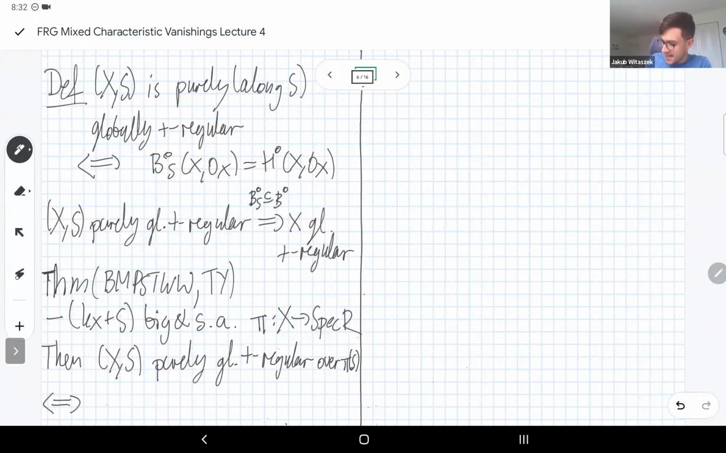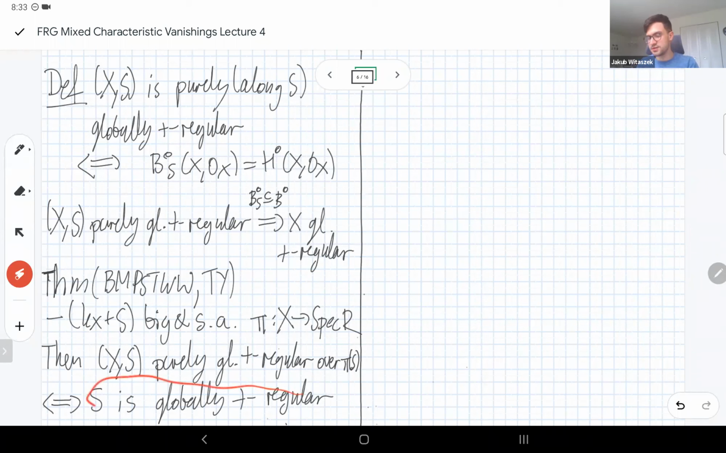If and only if S is globally plus regular. In particular, if S is globally plus regular, then (X, S) is purely globally plus regular. But pure global plus regularity implies global plus regularity. So in other words, if a reasonably chosen hypersurface is globally plus regular, then the ambient space is also going to be plus regular.